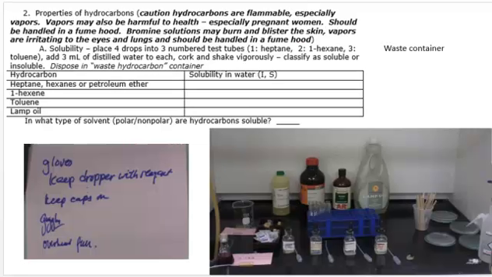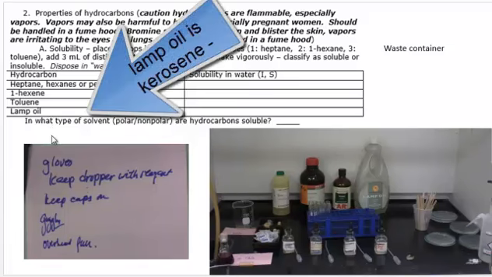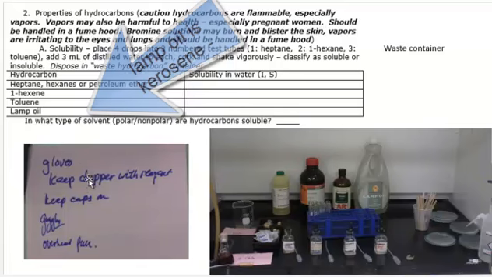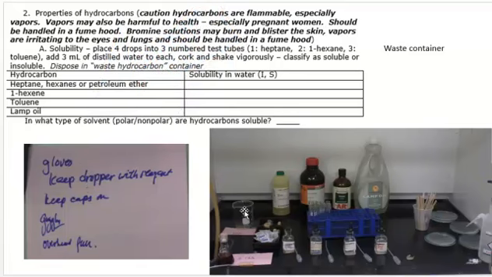So the rest of the lab talks about some of the actual activities you can do with the chemicals. So in the first hood in the front of the room, we'll be looking at properties of hydrocarbons, and we have hexane, 1-hexene, toluene, and lamp oil. So we have saturated, unsaturated, and aromatic hydrocarbons. For this, make sure you're wearing gloves. Make sure you keep the caps on.